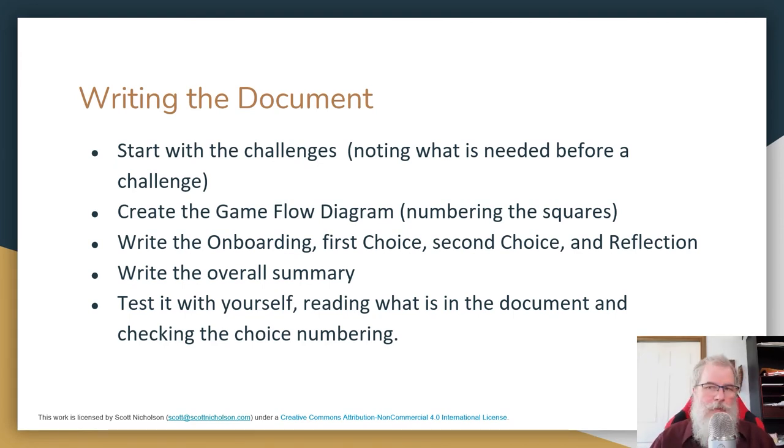After I come up with the challenges, I will make my game flow diagram where I number the squares. So I'll write out each of the major areas and then number each square, because the numbered squares are going to be the numbered paragraphs. So this is going to help me start to assign numbers to each section. I then start at the start of the document, and I write the onboarding activity, number one. And I try to make one numbered section be like a scene in a movie.